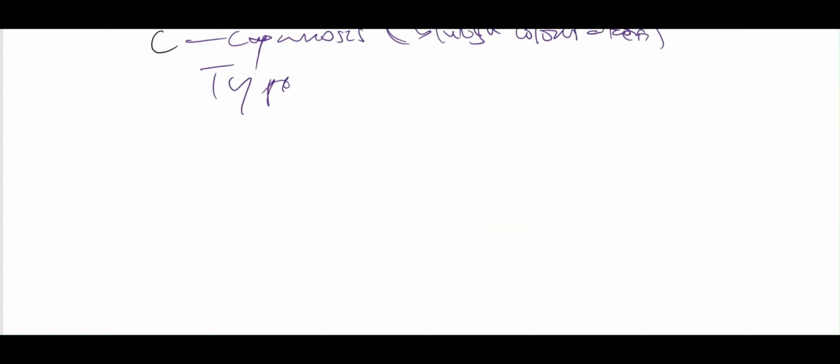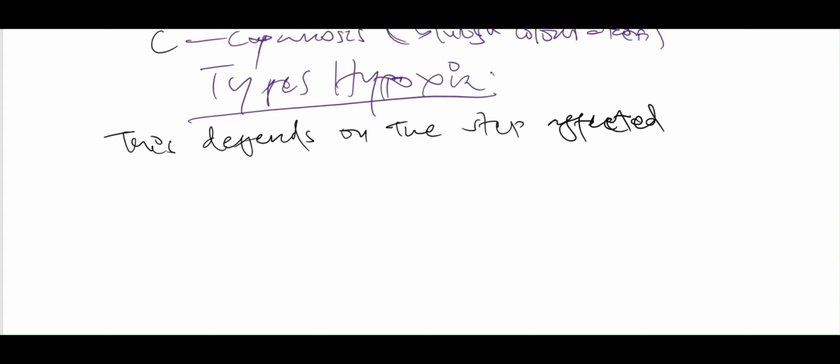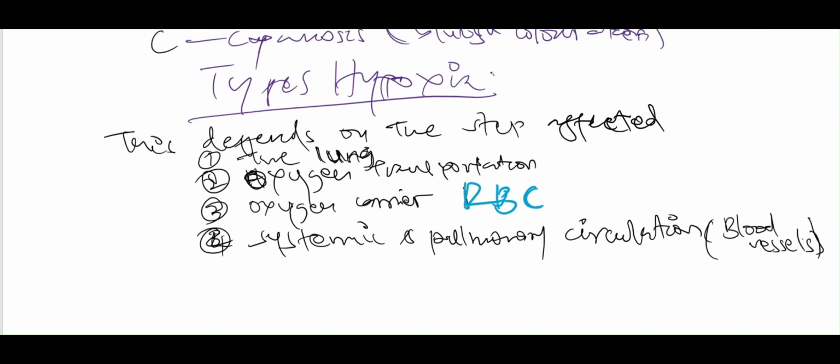Types of hypoxia. So this always depends on the step affected. Meanwhile, how do we arrive at being hypoxic? Number one is the lungs, which is the pathway that brings air into the body, brings oxygen into the body.